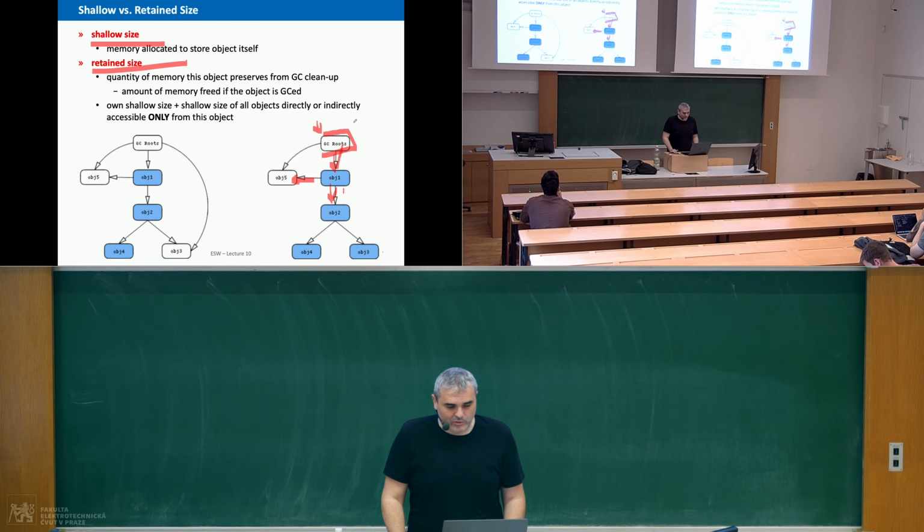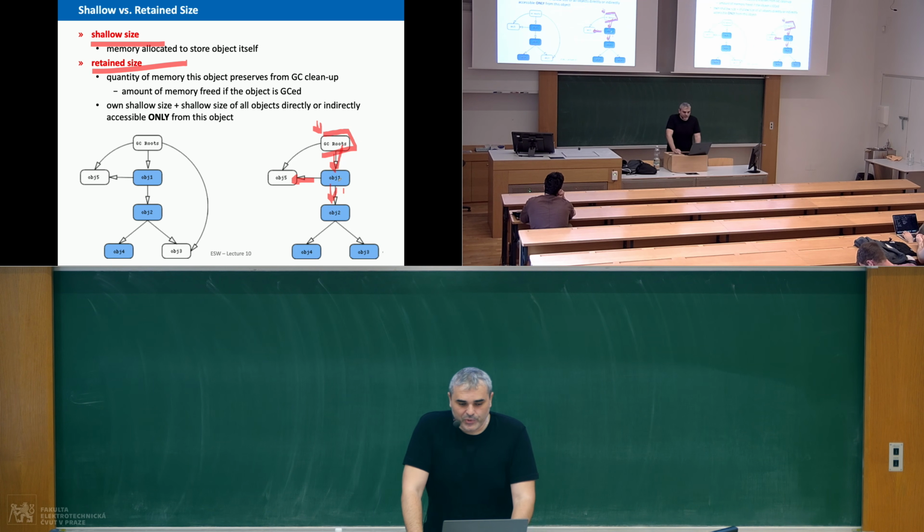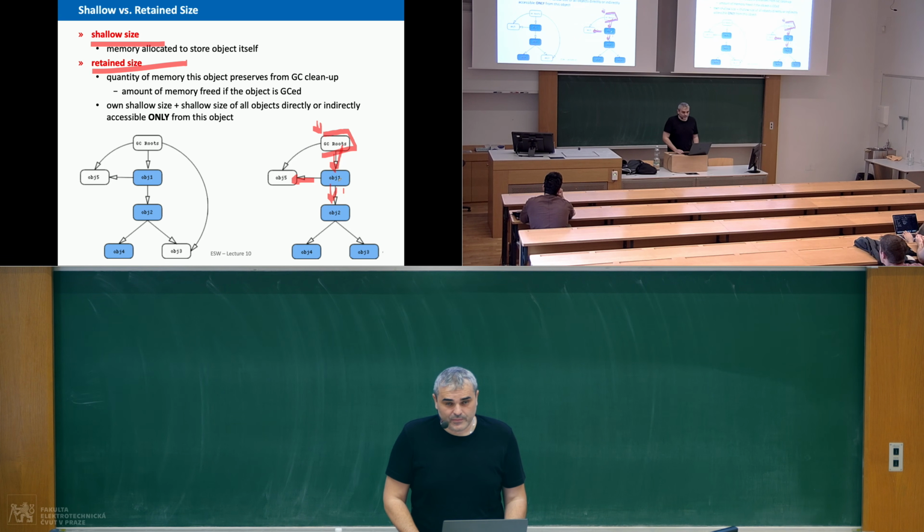So if we now define retained size for object 1, that would include the shallow size of all blue objects. All blue together. Why? Because those objects are reachable only because of that object. If object 1 doesn't exist, object 2 and also the descending objects are no longer reachable, so they can be collected by a garbage collection cycle. So objects 2, 3, and 4 are reachable only because of object 1. That's the reason why they are included in the retained size of object 1.